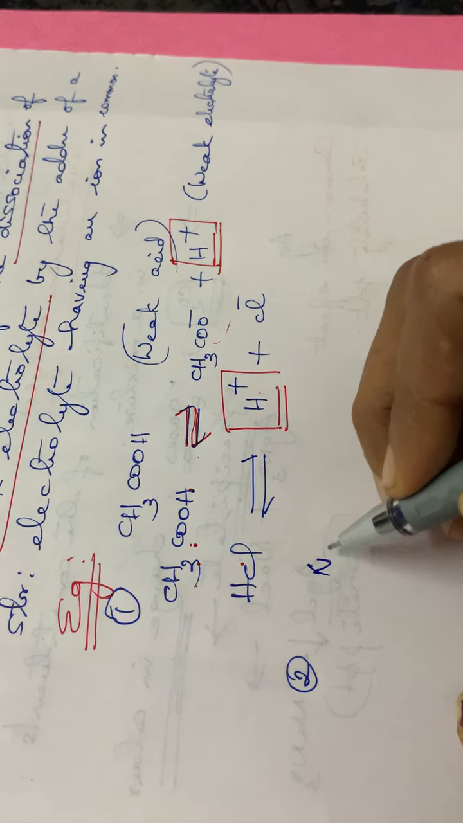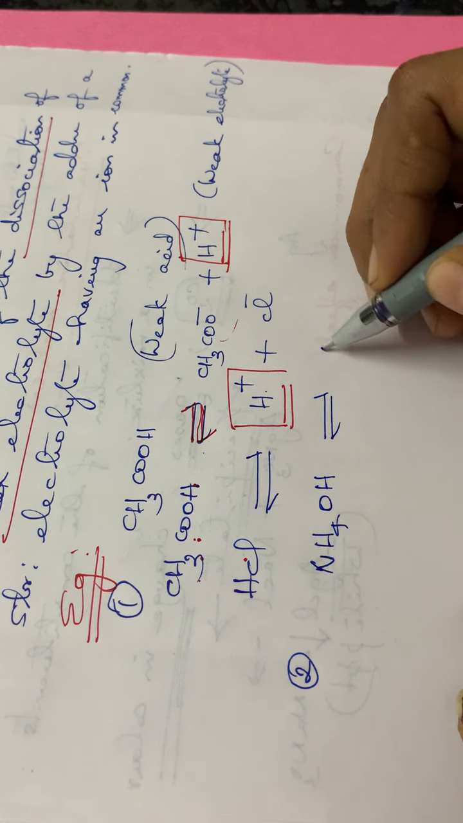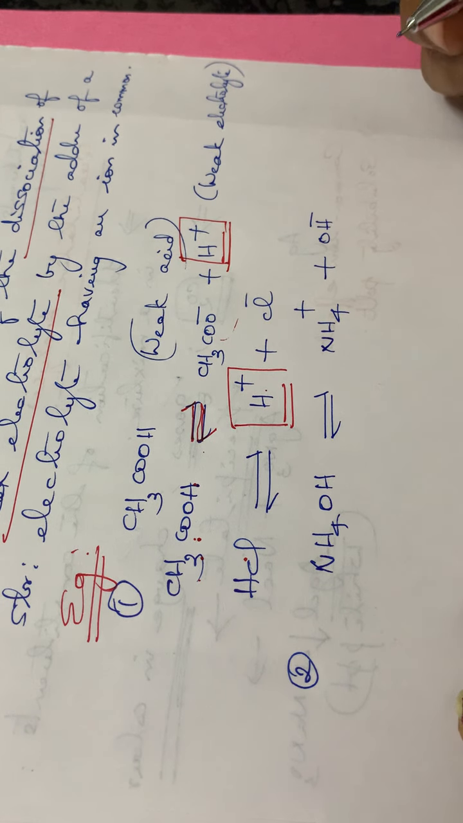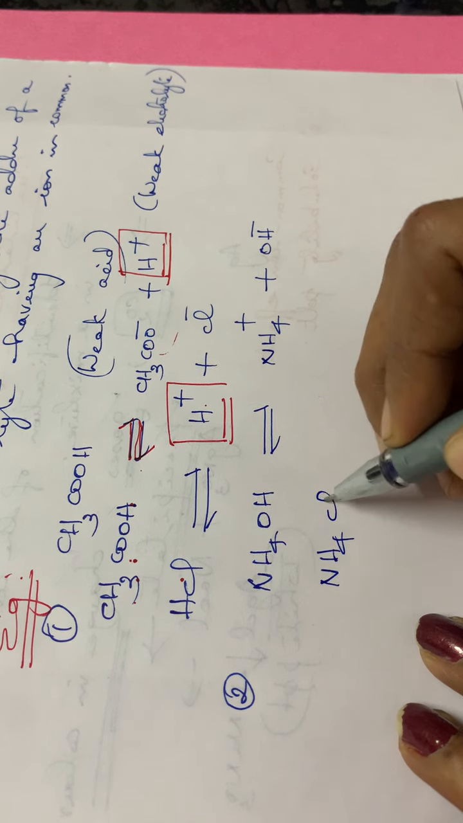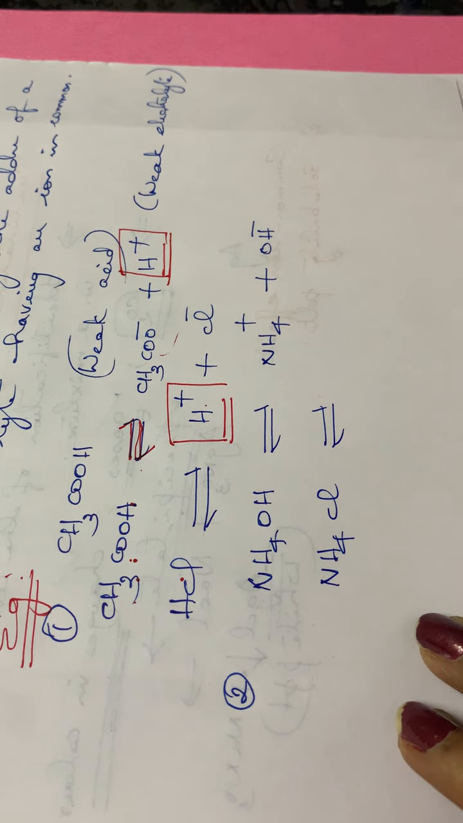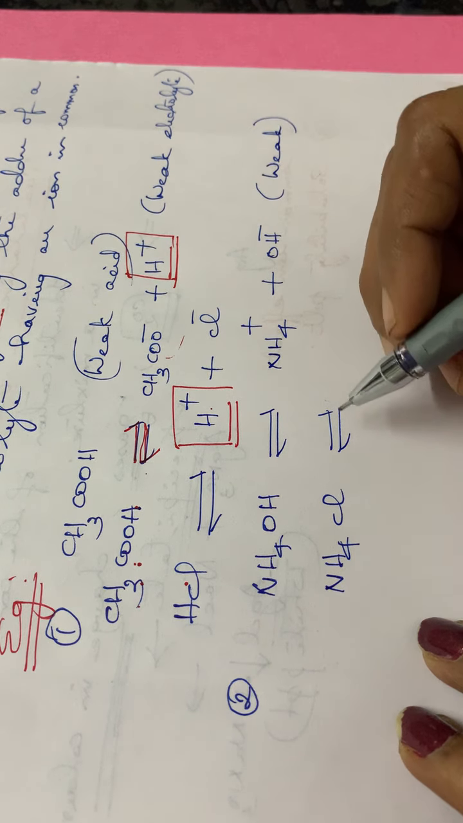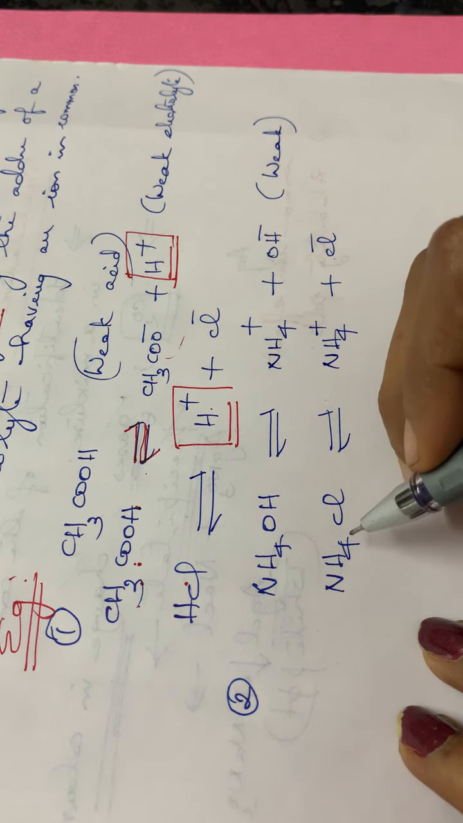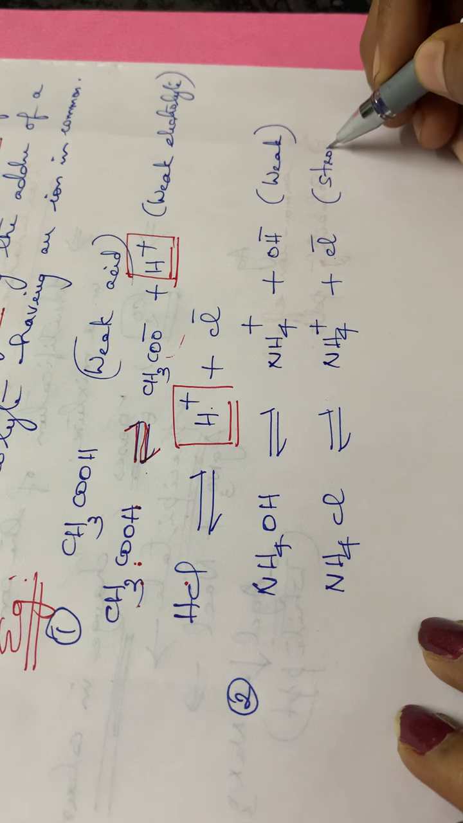Say for example ammonium hydroxide. Again ammonium hydroxide, it is a weak electrolyte. So it will be ionizing as NH4 plus and OH minus. Isn't it? So to this solution I am adding a strong electrolyte, ammonium chloride. Okay, ammonium hydroxide is a weak electrolyte and ammonium chloride is a strong electrolyte. So ammonium chloride will be dissociating as NH4 plus and Cl minus.